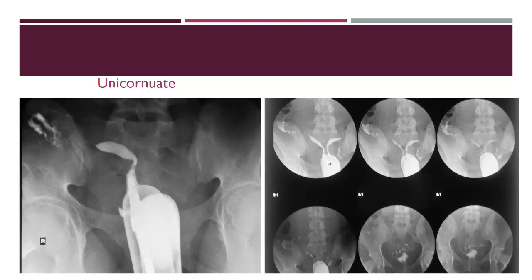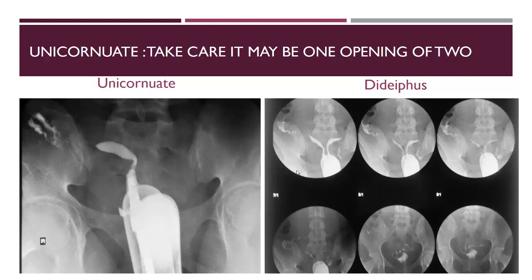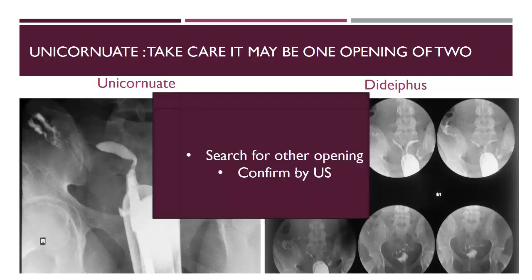You have to look if there is any opening on the surface of the cervix or not, and this is a point of differentiation between didelphys and bicornuate. There are two separate external orifices on the cervix from outside, external os. So this is didelphys. So in unicornuate uterus, take care, it may be one opening of two. Second, search for the other opening and confirm by ultrasound.